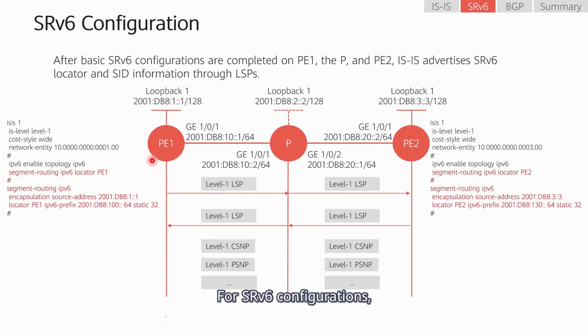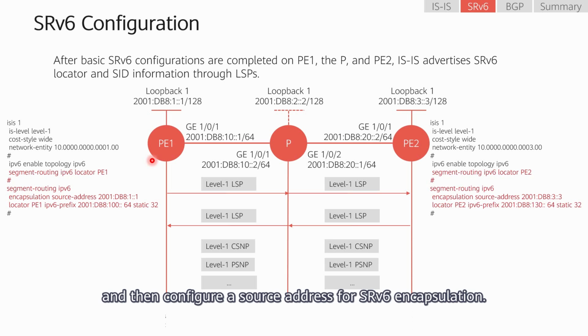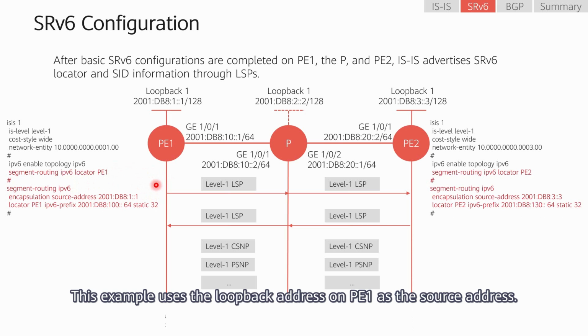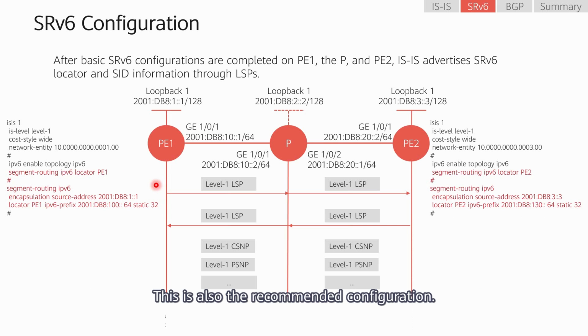For SRv6 configurations, we should enable SRv6 globally and then configure a source address for SRv6 encapsulation. This example uses the loopback address on P1 as the source address. This is also the recommended configuration.